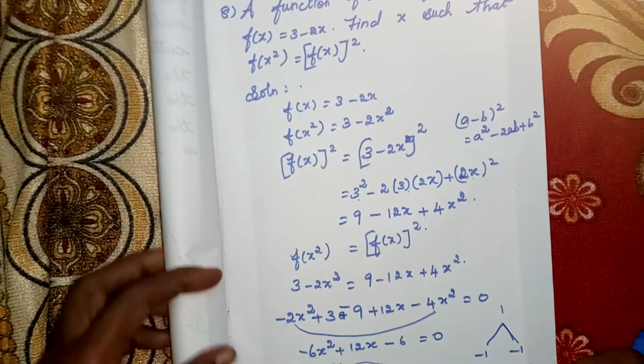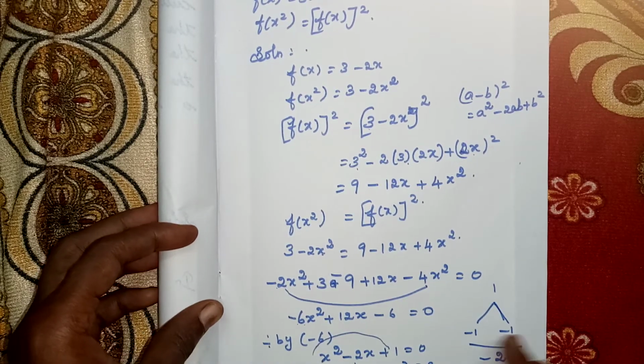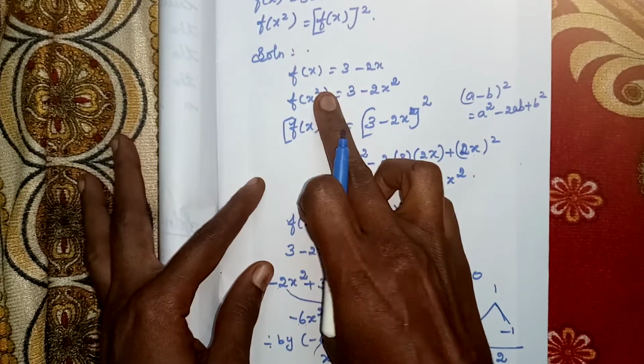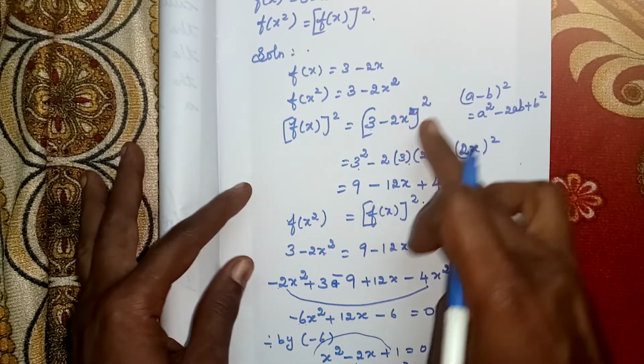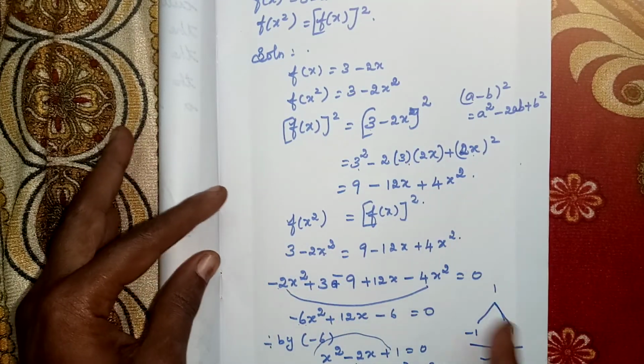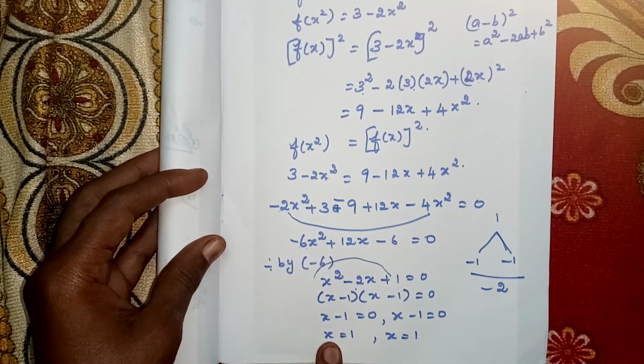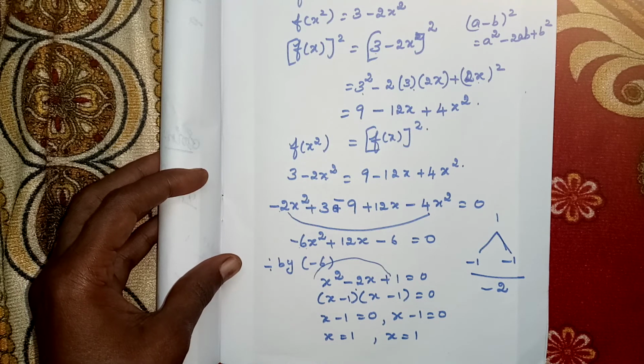Have you understood this? Any doubt? Okay, you have to learn this first. f of x square is 3 minus 2x square. f of x the whole square is 9 minus 12x plus 4x square. Bring everything to this side and solve this quadratic equation. Okay. Thank you, students.